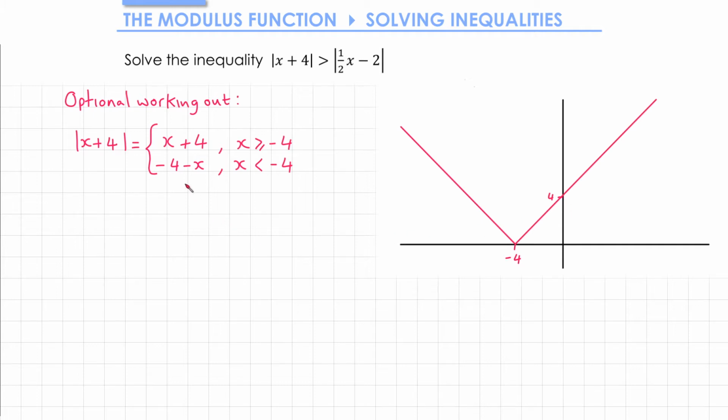Now, as we already have the piecewise notation here, we can very easily label the two separate sections of this graph. The part of the graph on the right, when x is bigger than or equal to minus 4, has the equation y equals x plus 4. And the part on the left has the equation y equals minus x minus 4. Next we'll plot the second equation.